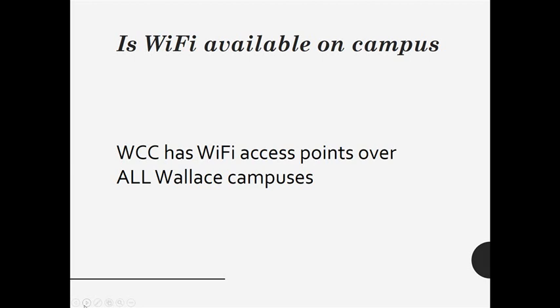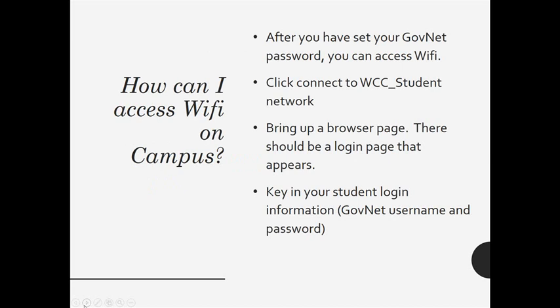Is there Wi-Fi available at Wallace Community College on campus? Wallace Community College has Wi-Fi access points all over the campus. How can you access the Wi-Fi? If you have set your GovNet password, you can access the Wi-Fi. You'll begin by clicking Connect to WCC Student Network on your device. It will bring up a browser page, and there you should be able to log in. You'll log in using your GovNet username at student.wallace.edu and your GovNet password.